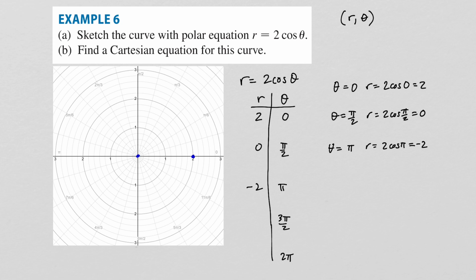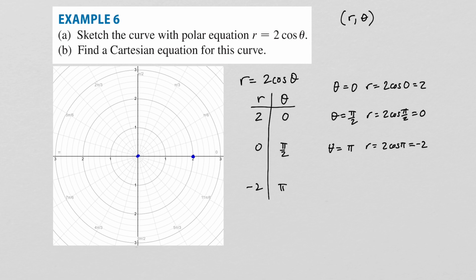And then next, when theta is pi, which is over here, r is negative 2, which means we go in the other direction 2 units, which is back to this point here. So it seems like we're already back to the point where we started. So I don't think we need to plug in any additional points here. What we need to do is plug in some points in between.